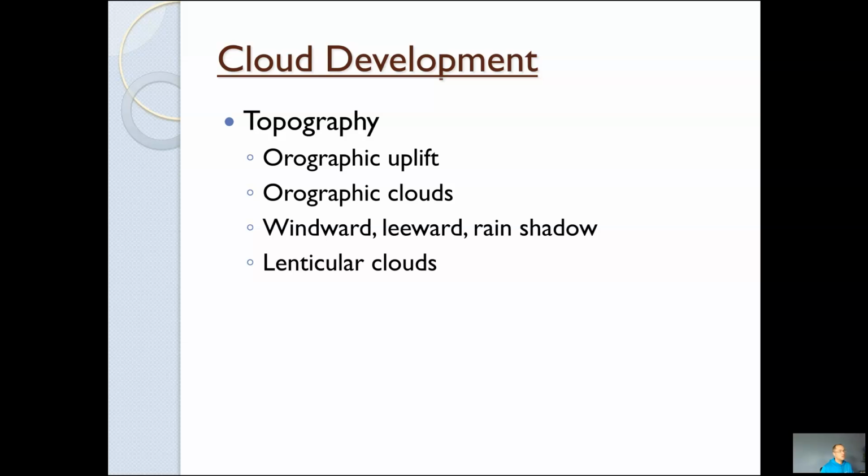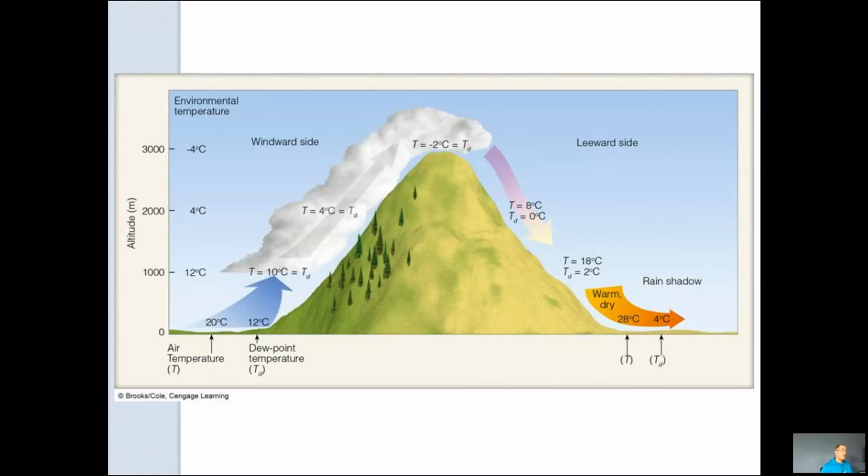And so I talked about this idea especially of being on the windward side or the leeward side of a mountain, and how we oftentimes find a rain shadow on the leeward side. Basically the moisture gets wrung out as it goes up the mountain, and it's a drier parcel as we descend. And then sometimes we get some really pretty lenticular clouds. We kind of gloss over that for now.